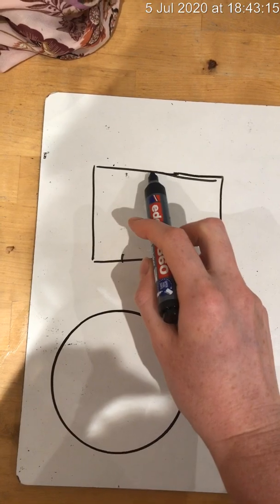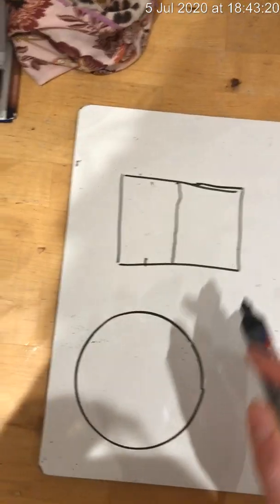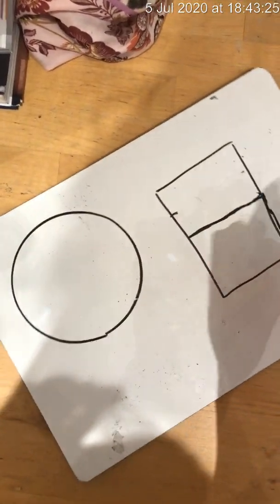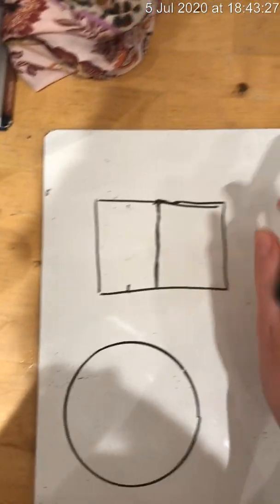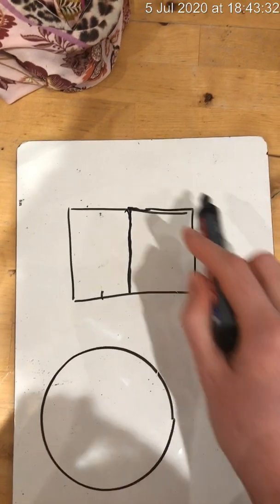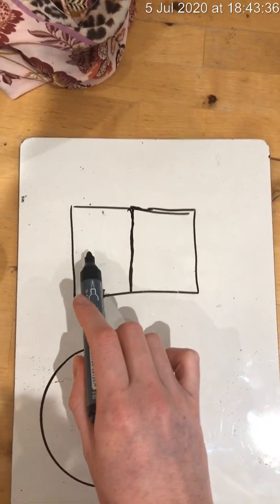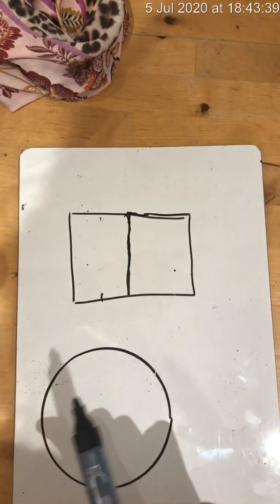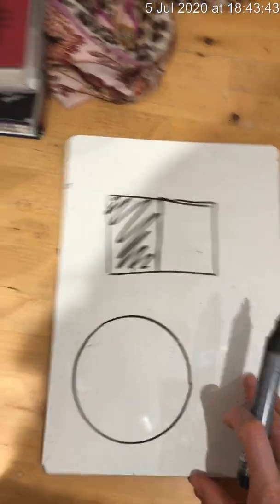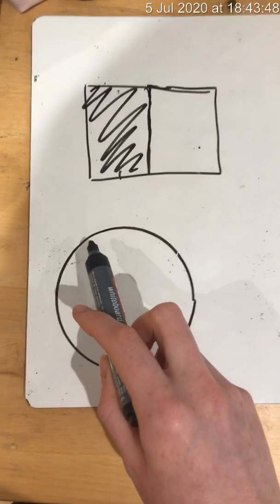Now, if I do this, sorry, it's a bit of a wobbly line. Okay, there we go. That is half. Okay, I've got my whole rectangle and I have cut it in half, and I know that it's in half because I've got an equal amount on each side, so I can colour in half of that shape. Now, what about my circle? I'm going to cut this in half now.